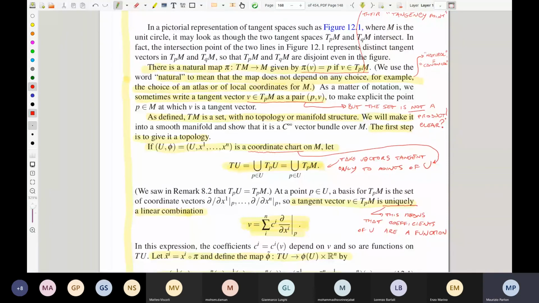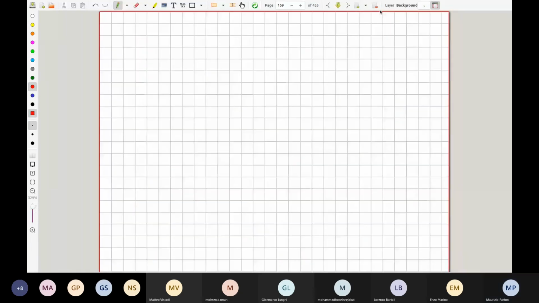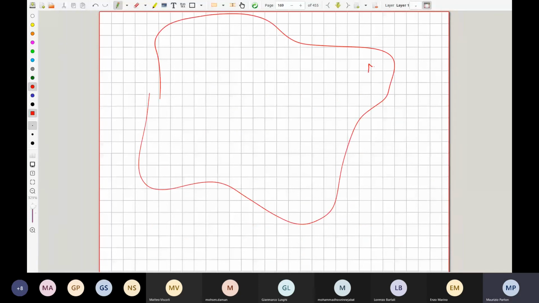I try to explain with a picture instead of going through it. Now we have a manifold. This is the manifold N. And I have in every point a tangent space. For every point, you can think about a line on this point. Okay? Why a line? Because it is a vector space.